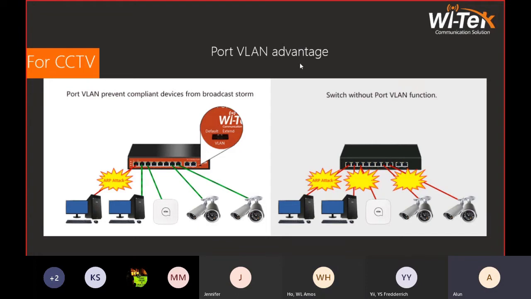A port VLAN advantage is, such as sometimes in your network, your computer gets the ARP attack, and the computer will always send broadcast data to the other devices. But if you have the port VLAN protection, the computer cannot send the data to the other devices, it can only send to the uplink port. So it will protect other devices in the network. If there is no port VLAN, the whole network's devices will get the ARP attack.